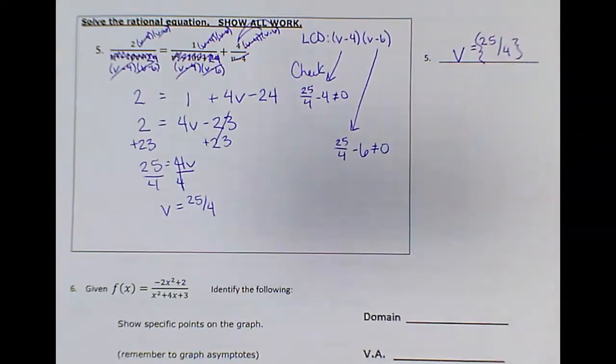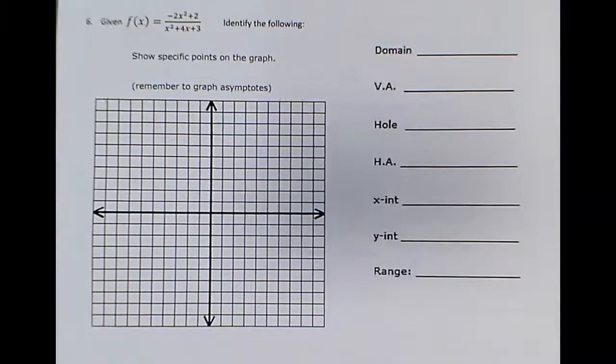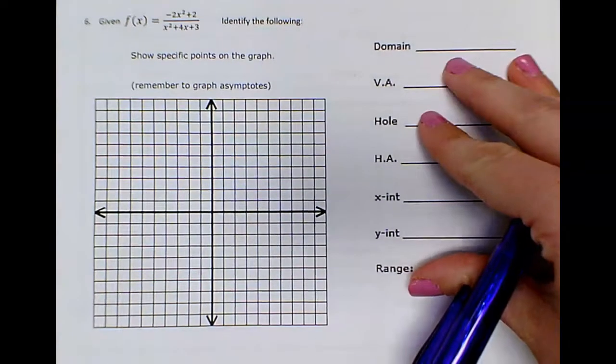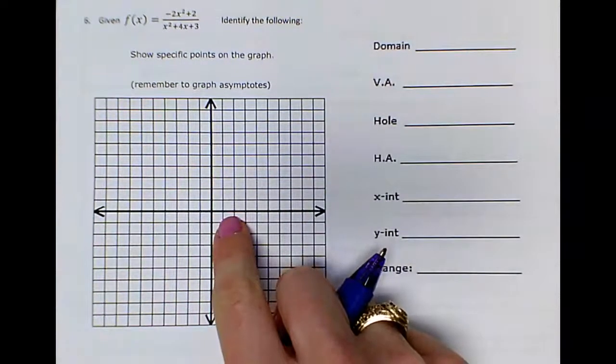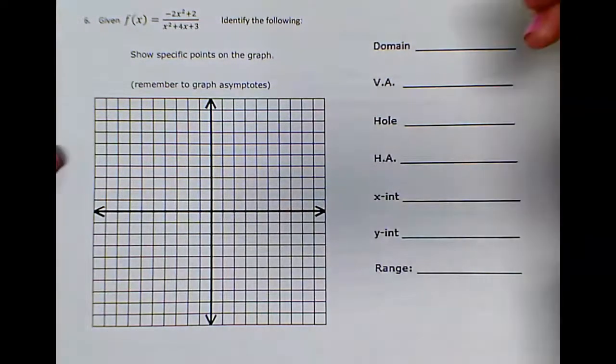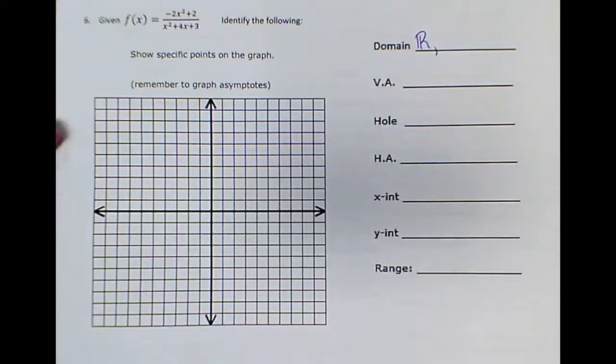Let's move to number 6. Takes up a lot of space. Number 6 says, given that f of x equals negative 2x squared plus 2 over x squared plus 4x plus 3, identify the following, and show specific points on the graph. So in order to finish the problem, I need to find all the pieces, but then I also need to graph. So my domain, I need to find by first factoring everything.